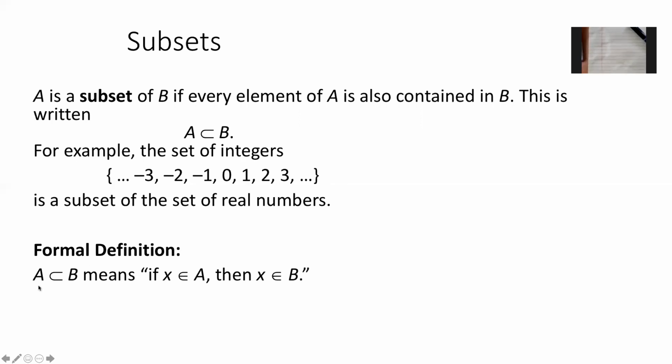A formal definition: A is a subset of B means if X is contained in A, then X is contained in B. The reason why these definitions are important is that if you do theory or proofs, that's how you can show that an element is in A and an element is in B as well, and therefore A is a subset of B.